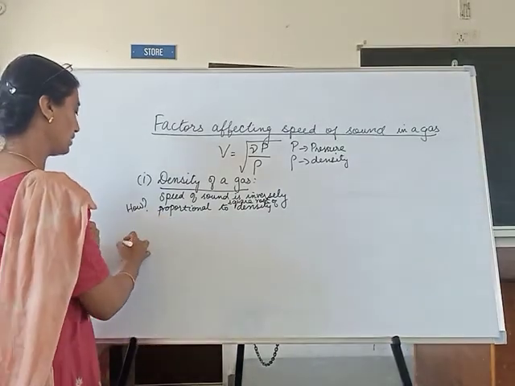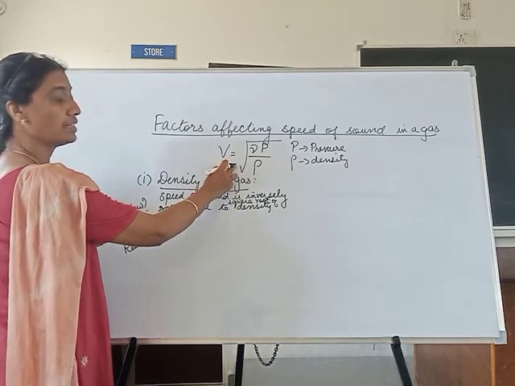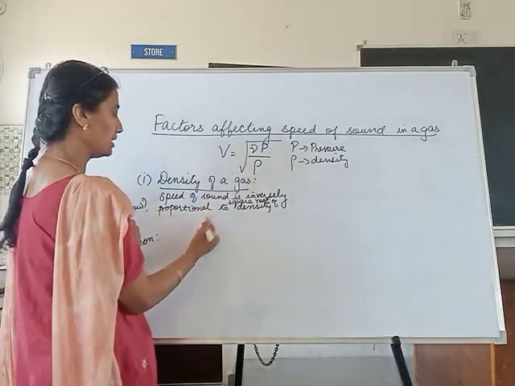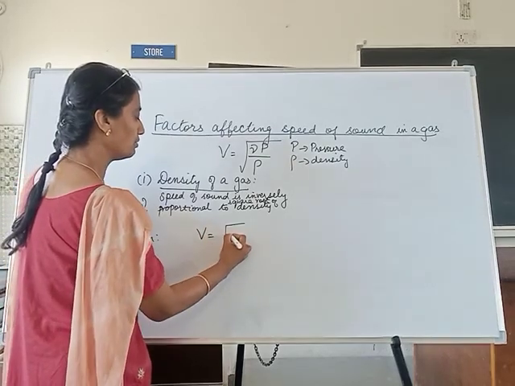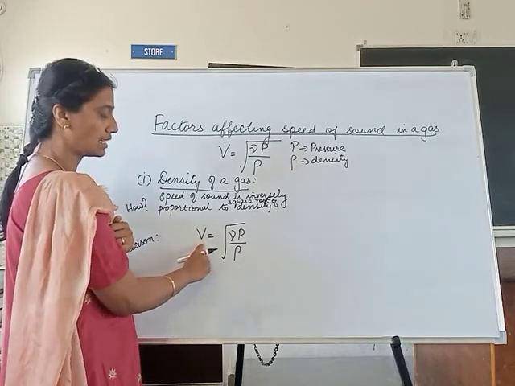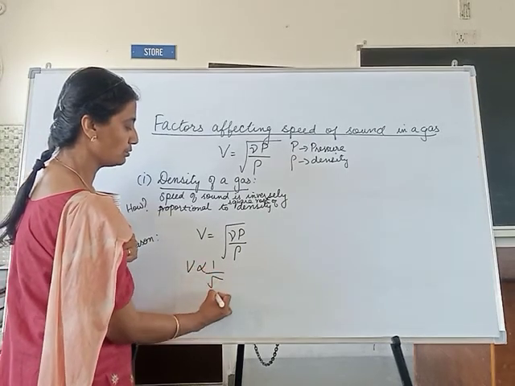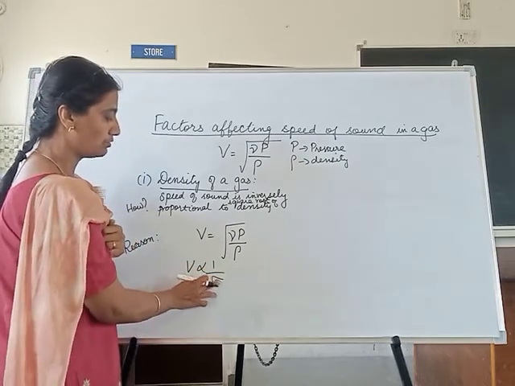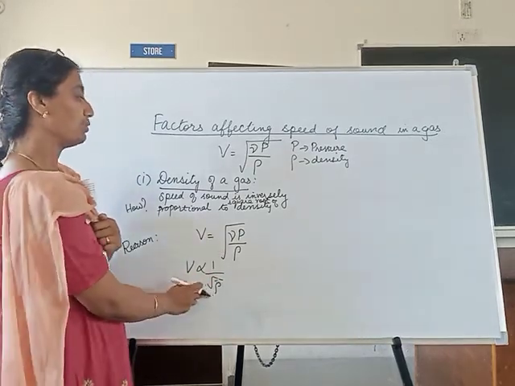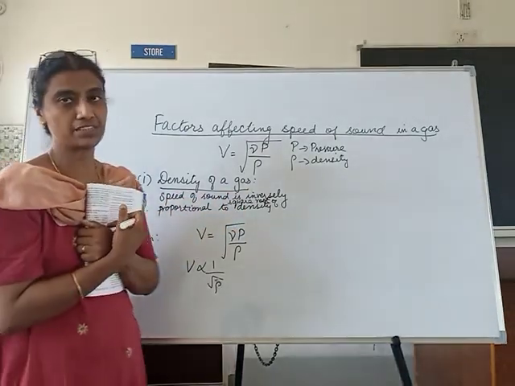The reason, or explanation, for this is that we are concluding this from the formula. So how will you write? We know the formula for speed of sound in a gas is V equal to root of gamma P by rho. You have to write the whole thing. From this, V is inversely proportional to root of rho. From the formula, I am getting this relationship, and that's why I got this conclusion: speed of sound is inversely proportional to square root of density.